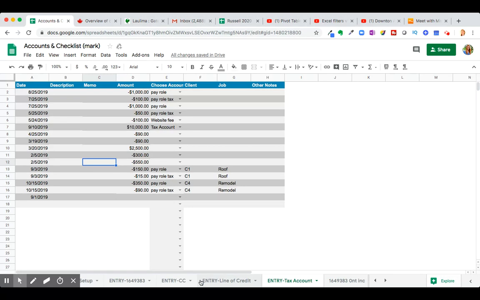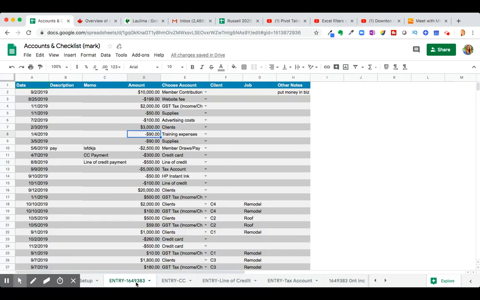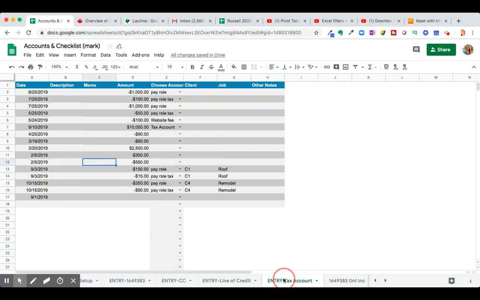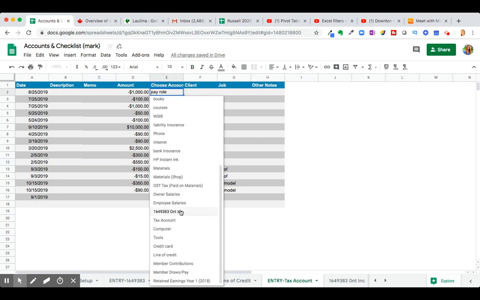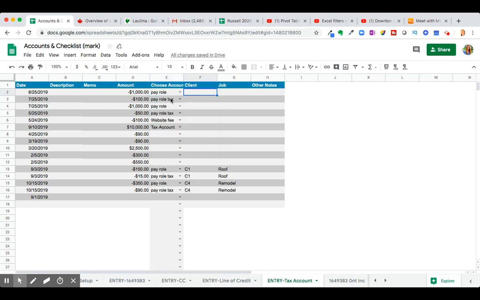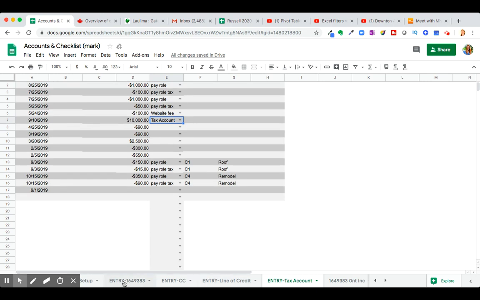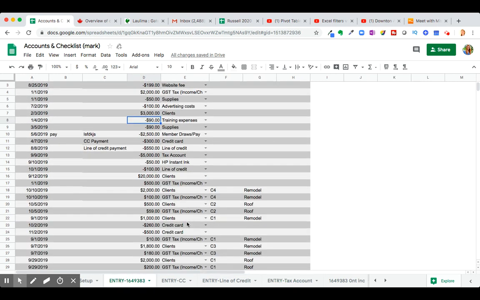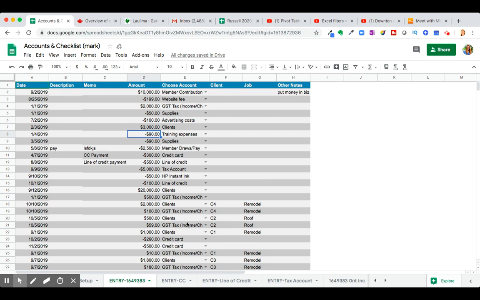Then all you do is go through each area at a time, based on however you spent the money. And then all you're doing is choosing an account based on your list of accounts. So pretty straightforward. Your main bank account here, I was testing things. I'll show you how this works in a moment.